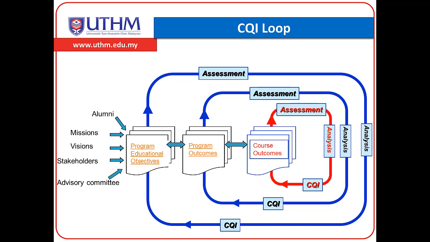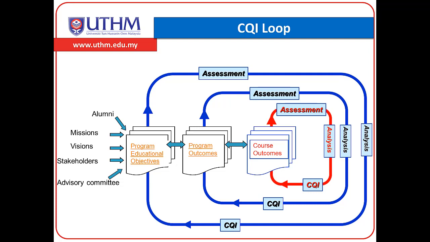So basically these are the cycles again. You can see it is dependent: the course learning outcomes depend on the program learning outcomes. They are all in cycles. The program learning outcomes also depend on the PO. And you notice that the PO is determined by the stakeholders. We determine the PO based on the advisory committee, the stakeholders, the vision and mission of the faculty and the university, and also the alumni.